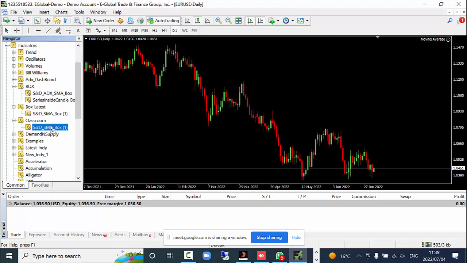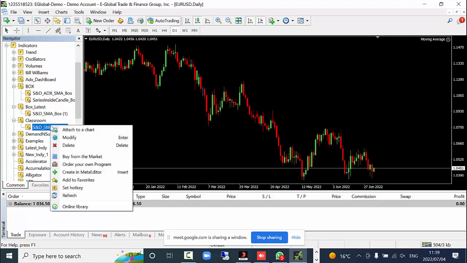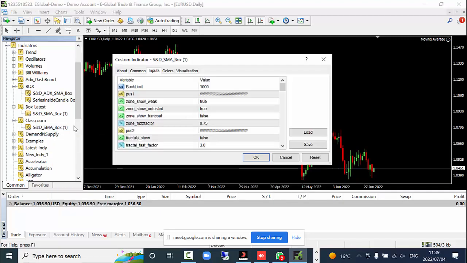Many people find it difficult to click and drag. If you cannot do this, you right click on it and you say attach to chart. You see? So I attach it to chart. I want to make this place false. Zone show weak, I don't want weak zone on the price. Untested, I don't want untested. I think this is the only thing I need to change.